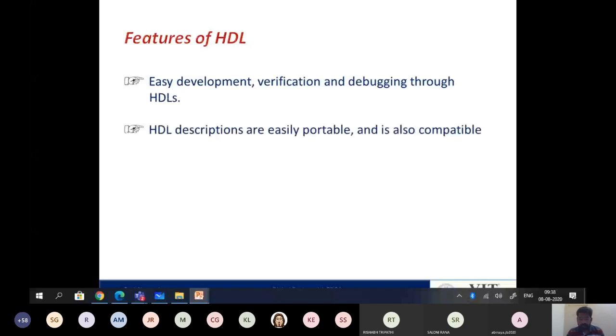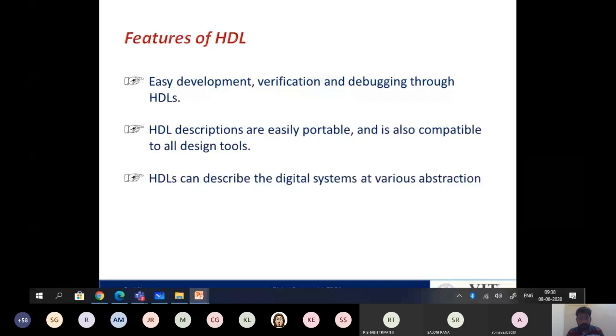So I'm right now using Cadence. I want to use this HDL in Synopsys. Yes, I want to use this HDL in Intel Quartus. Yes. So you can easily port from one tool to the other tool, and it is compatible with all design tools. And it can describe digital designs at various abstraction levels and also with hierarchical modeling.